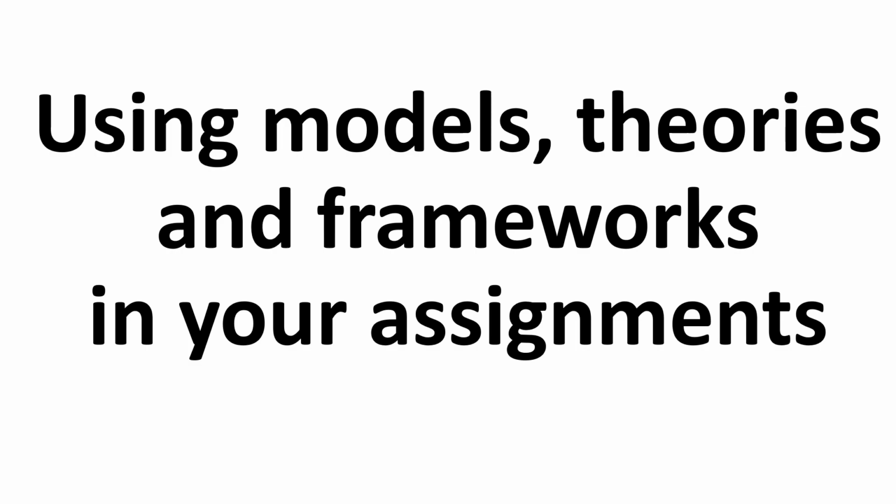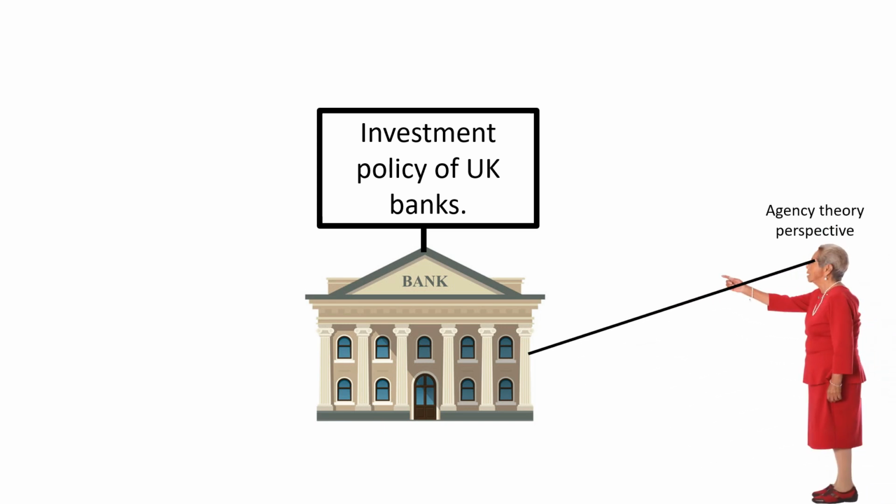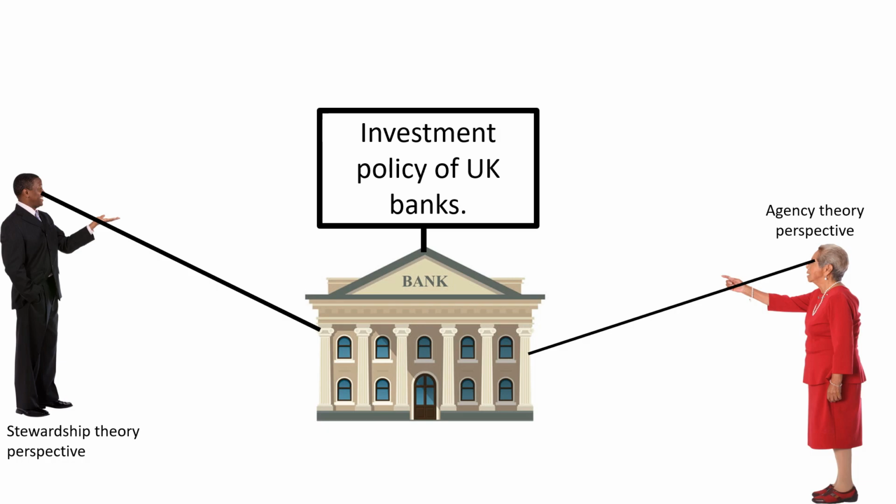You use the model, theory, or framework as a lens to look at a specific issue. For example, your assignment asks you to investigate the investment policy of UK banks. So you use a theory, model, or framework as a way to focus on a specific aspect. Because the investment policy of UK banks is very broad, there's too much to think about. But when you use a theory, a model, or framework, you are able to focus on a specific aspect. For instance, if I use the critical feminist lens to look at investment policy in the UK, I may be looking at the number of women employed within this sector.